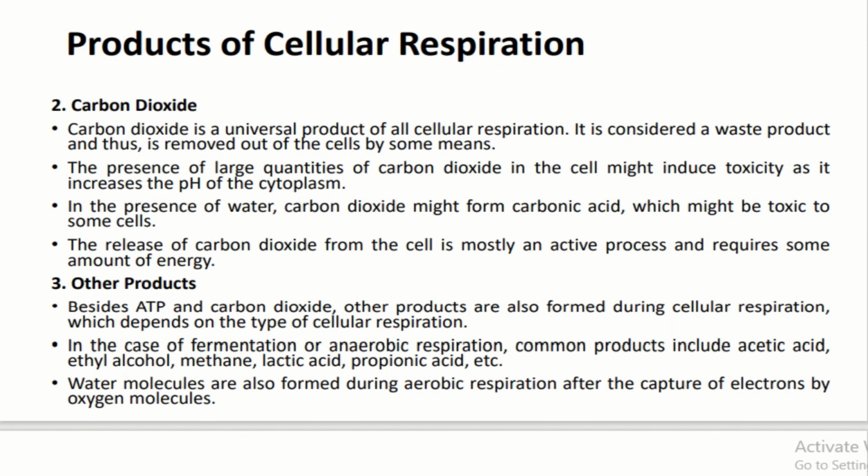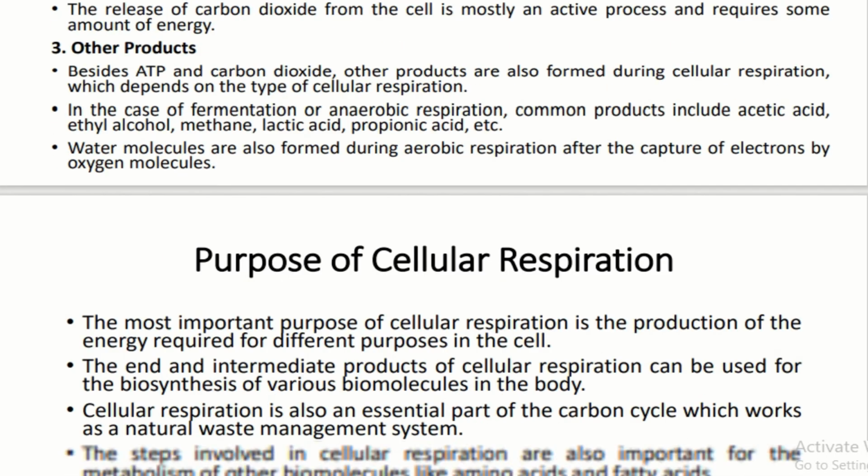Besides ATP and carbon dioxide, other products are also formed during cellular respiration, which depends on the type of cellular respiration. In the case of fermentation or anaerobic respiration, common products include acetic acid, ethyl alcohol, methane, lactic acid, and propionic acid, etc. Water molecules are also formed during aerobic respiration after the capture of electrons by the oxygen molecule.